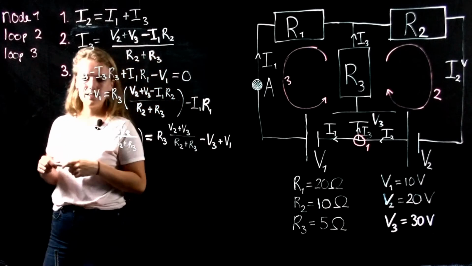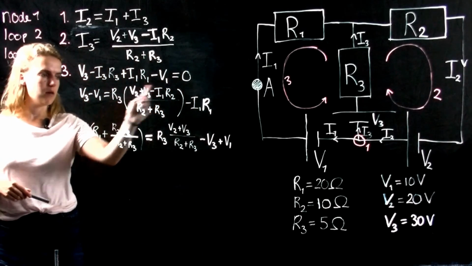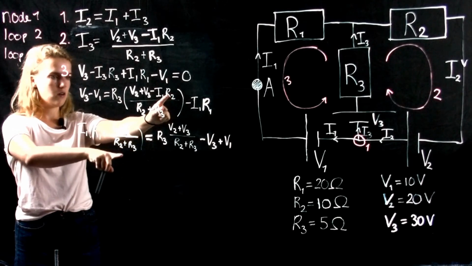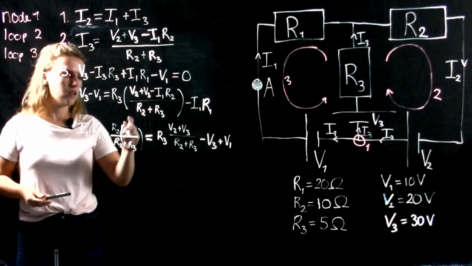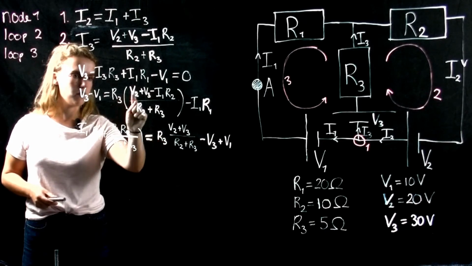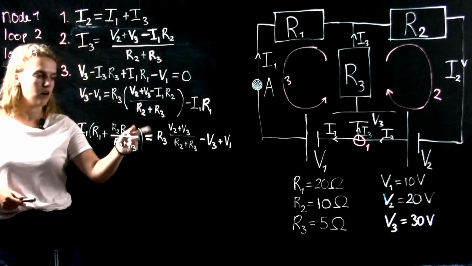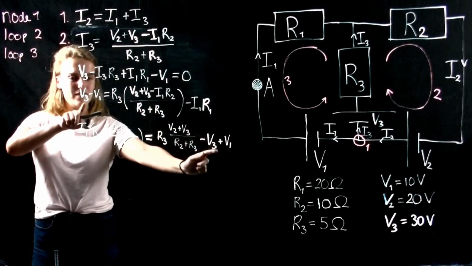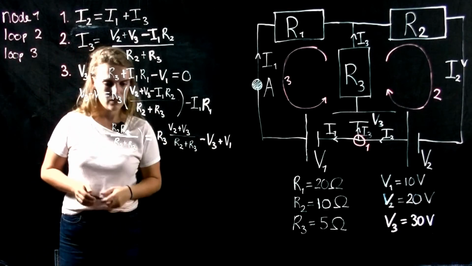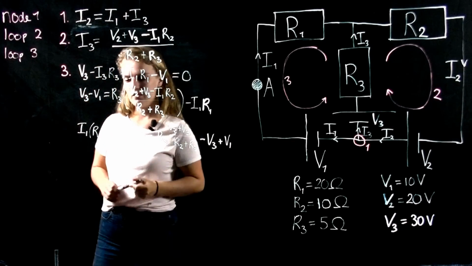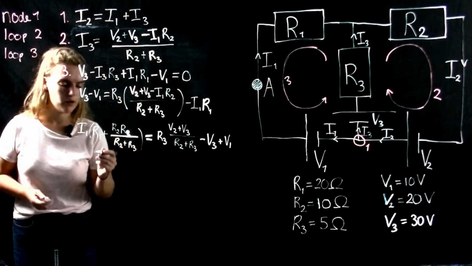So let's have a look at what I did here. We have I1 times R1 plus I1 times R2 R3 over R2 plus R3. And then here we have R3 times V2 plus V3 over R2 plus R3. And then we have the V's over here. Now, if we take this to the other side of the equation, we have an equation for I1.